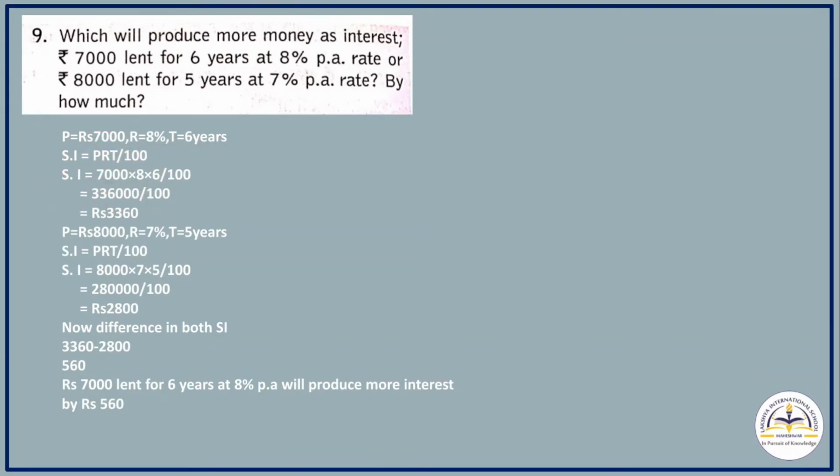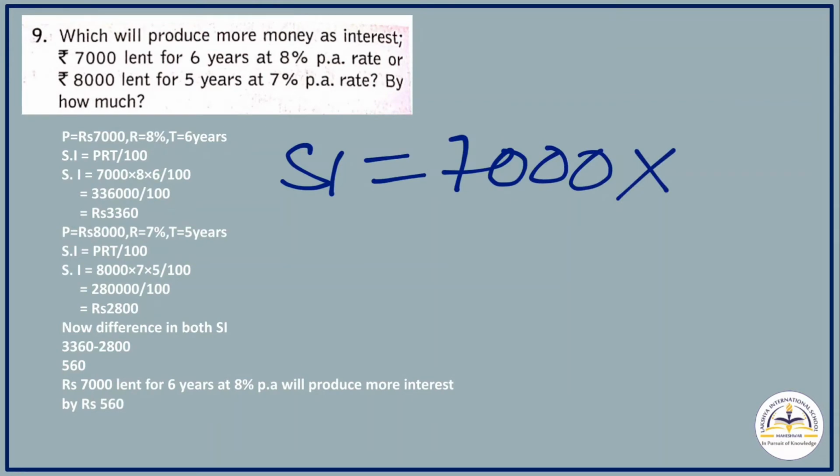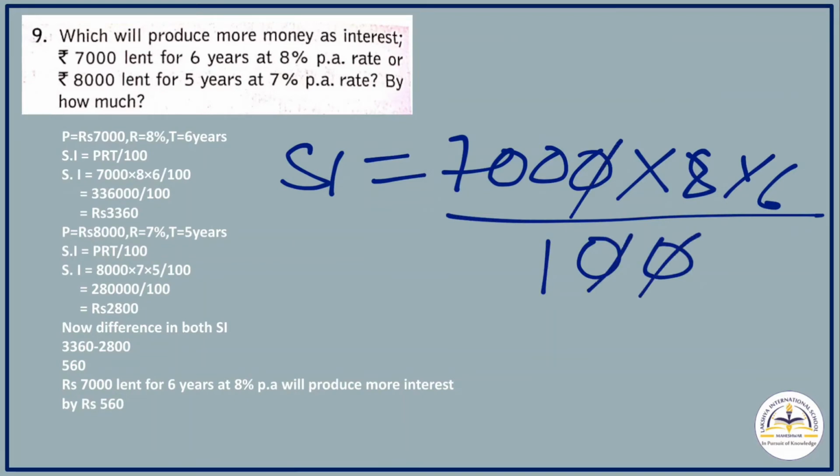So we can easily calculate the simple interest. Principal is 7,000. Now rate is 8% and time is 6 years. Divide by 100. Zeros cancel out, and then when you solve this, you will get 3,360.